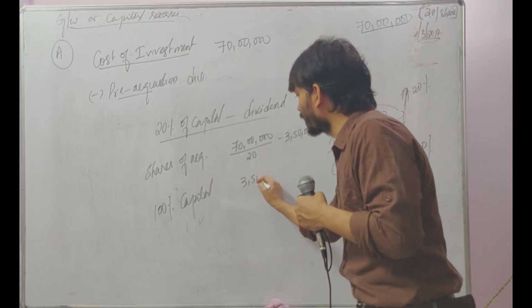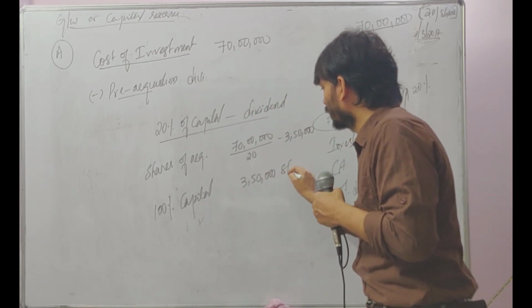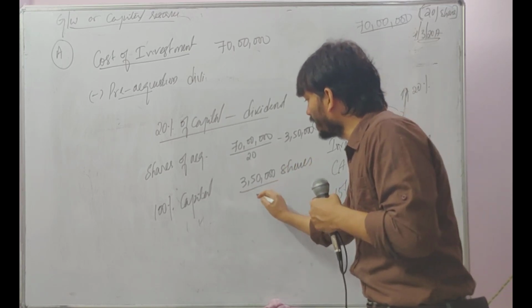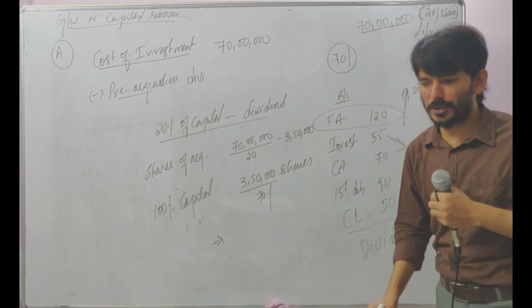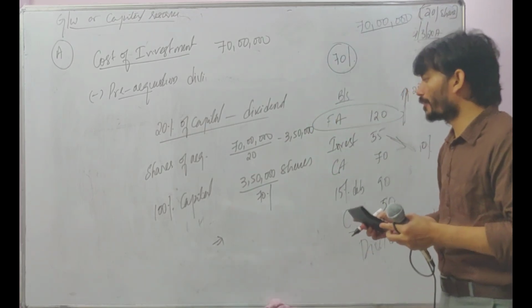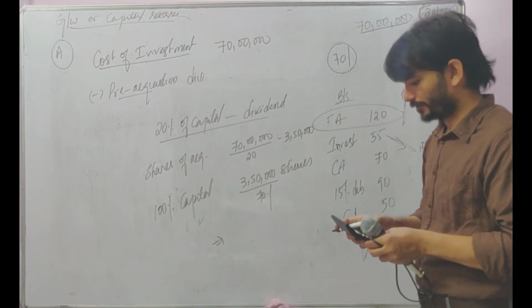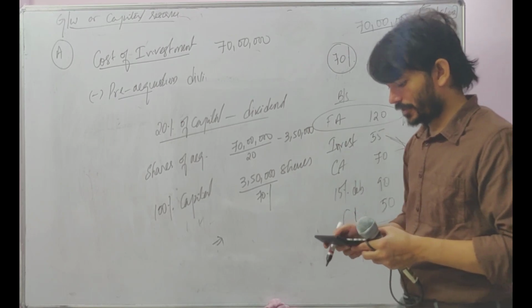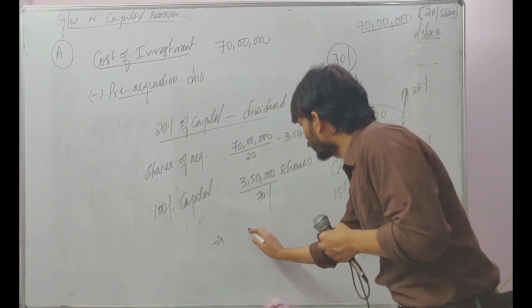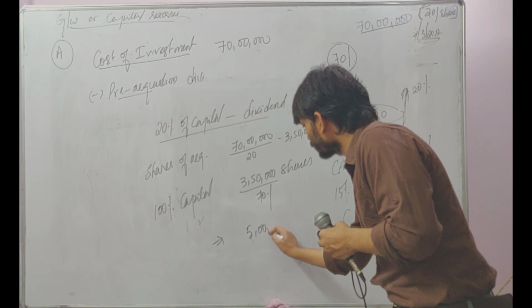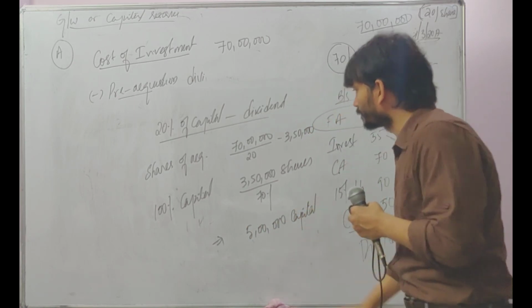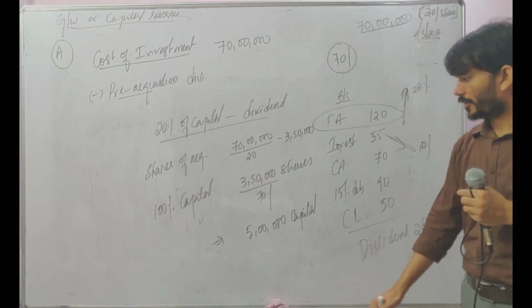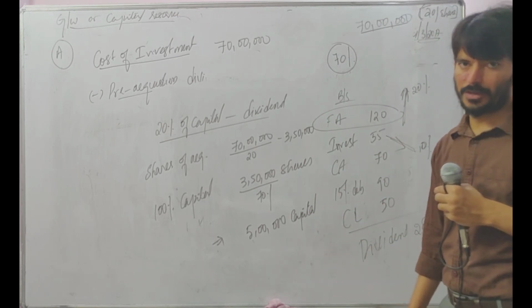These 3.5 lakh shares are only 70%. Then what is 100%? If you are coming from CPT, you would do this, right? 3.5 lakh divided by 70%. So 5 lakh is the total capital. Getting it? 5 lakh is the total capital.